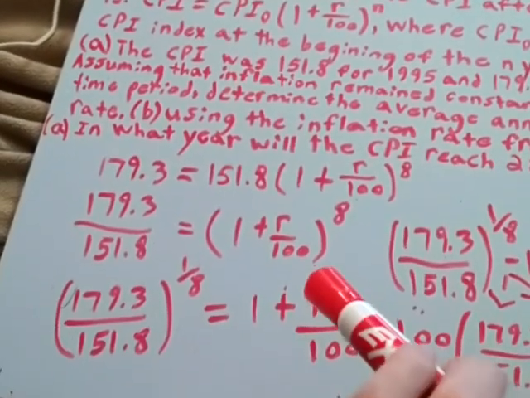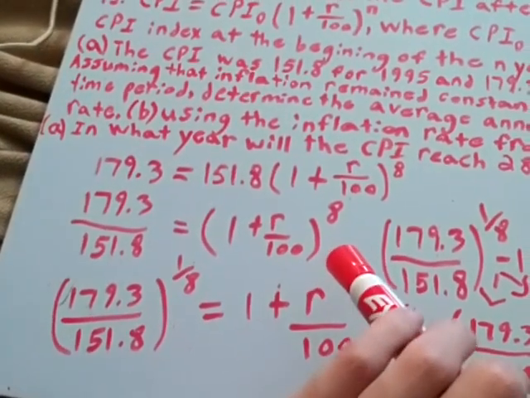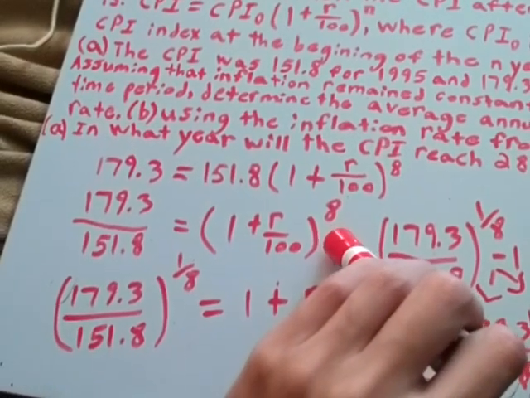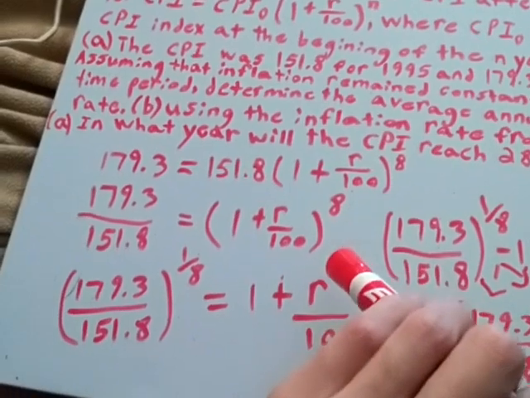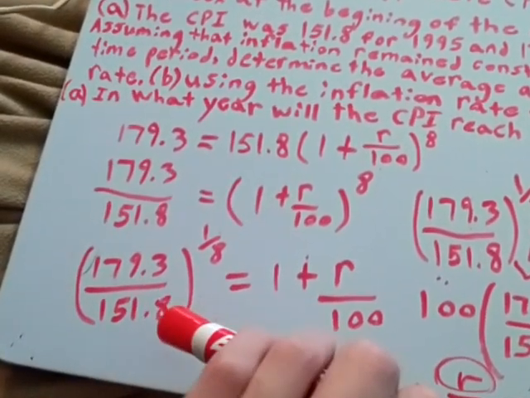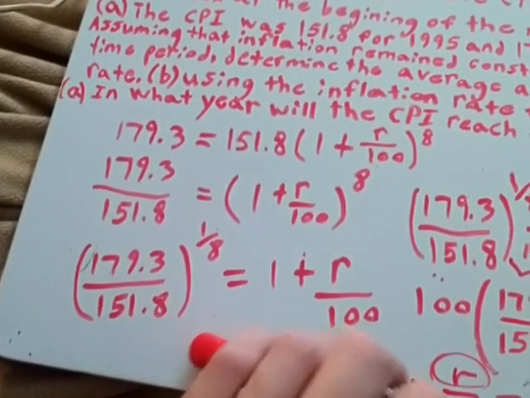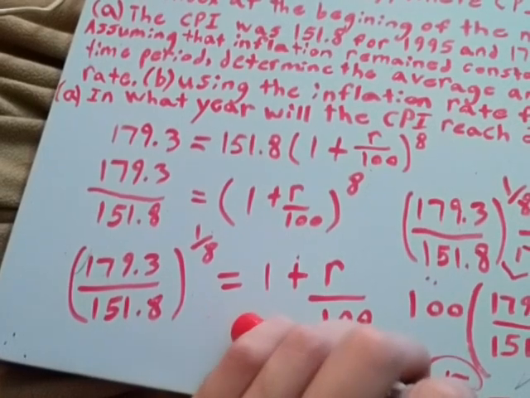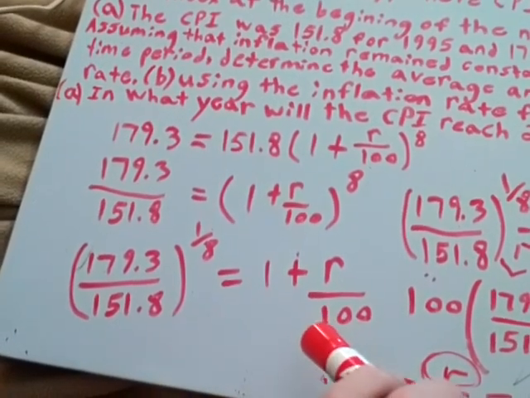Now, I'm going to try to get R by itself, and I'm going to do that next by taking the 8th root of both sides. So I raised the left side here, 179.3 over 151.8, to the 1/8 power. And it's going to equal 1 plus R over 100.